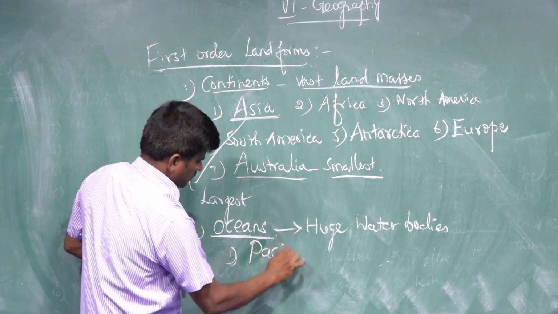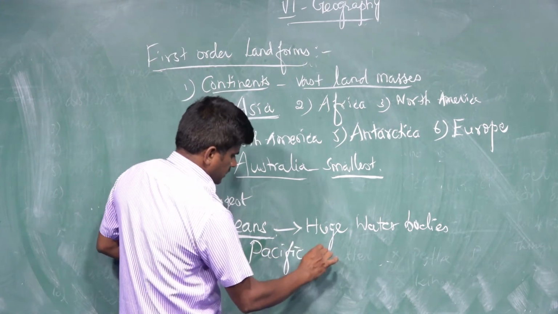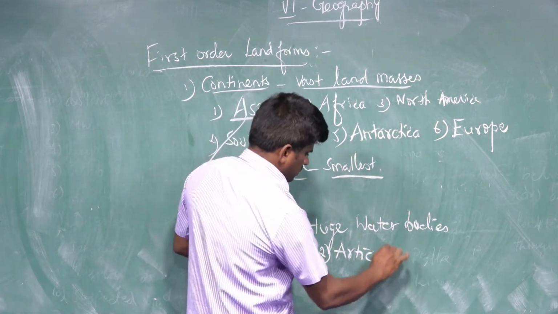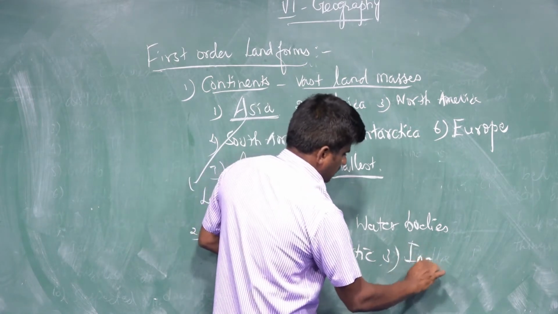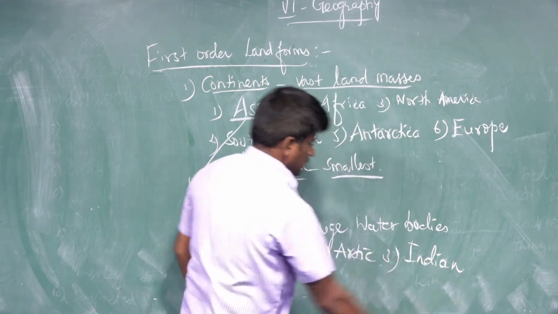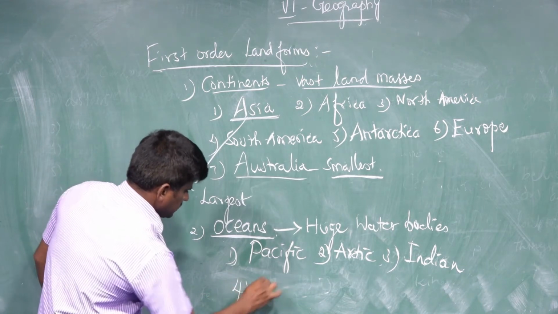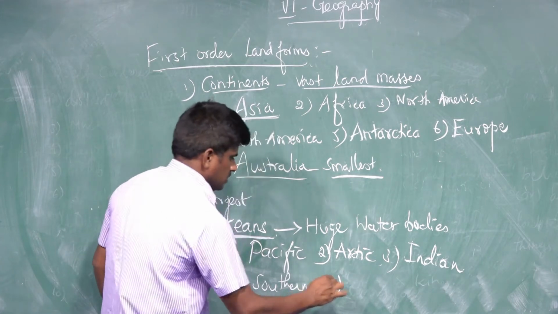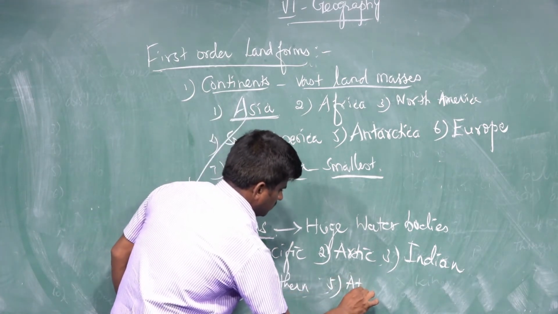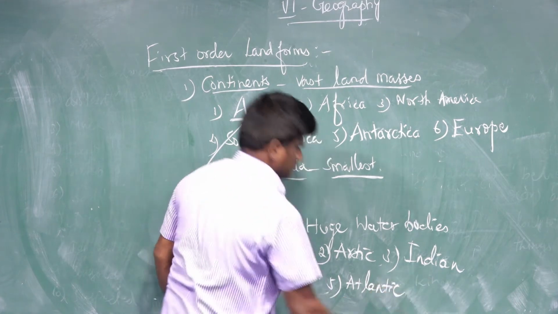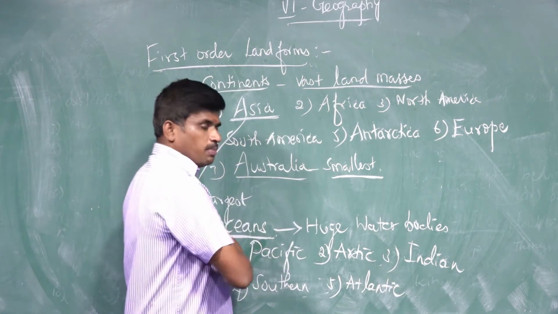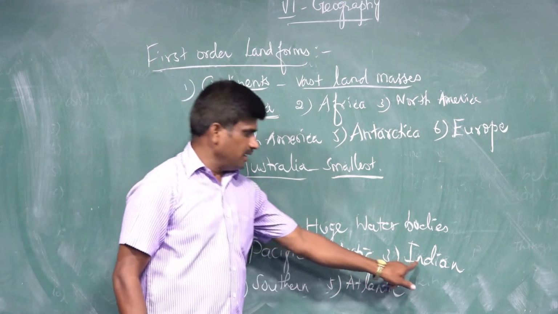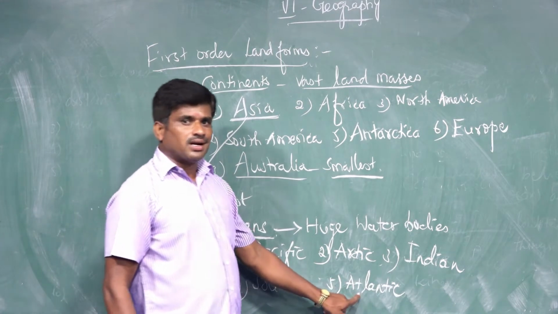Pacific. Second one is Arctic. Third one is Indian. The fourth ocean is Southern. The fifth one is Atlantic. These are the 5 major oceans in the world: Pacific, Arctic, Indian, Southern and Atlantic.